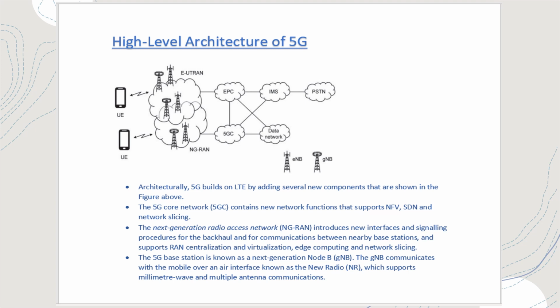Now coming to the high-level architecture of 5G. Architecturally, 5G builds on LTE by adding a number of new components that are shown above in the figure. The 5G core network contains new network functions that support NFV, SDN, and network slicing. All those three points we have discussed earlier in the slides. The next generation radio access network (NG-RAN) introduces new interfaces and signaling procedures for the backhaul and for communication between nearby base stations, and supports RAN centralization and virtualization, edge computing, and network slicing. Together, the two networks form the 5G system.